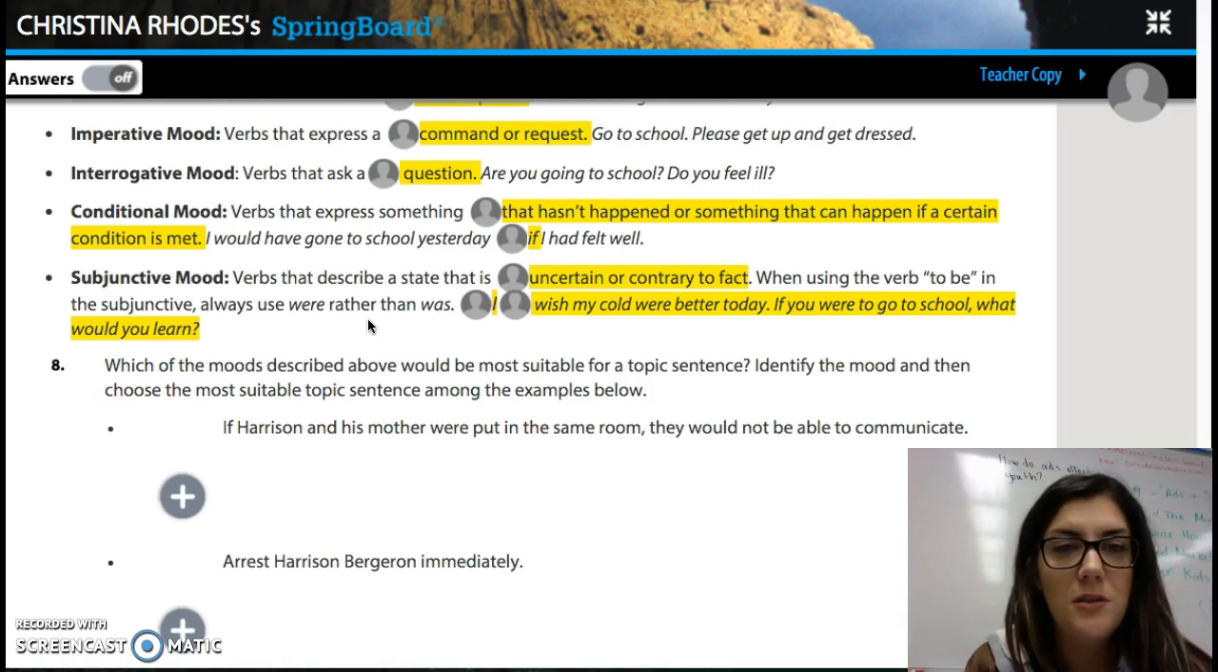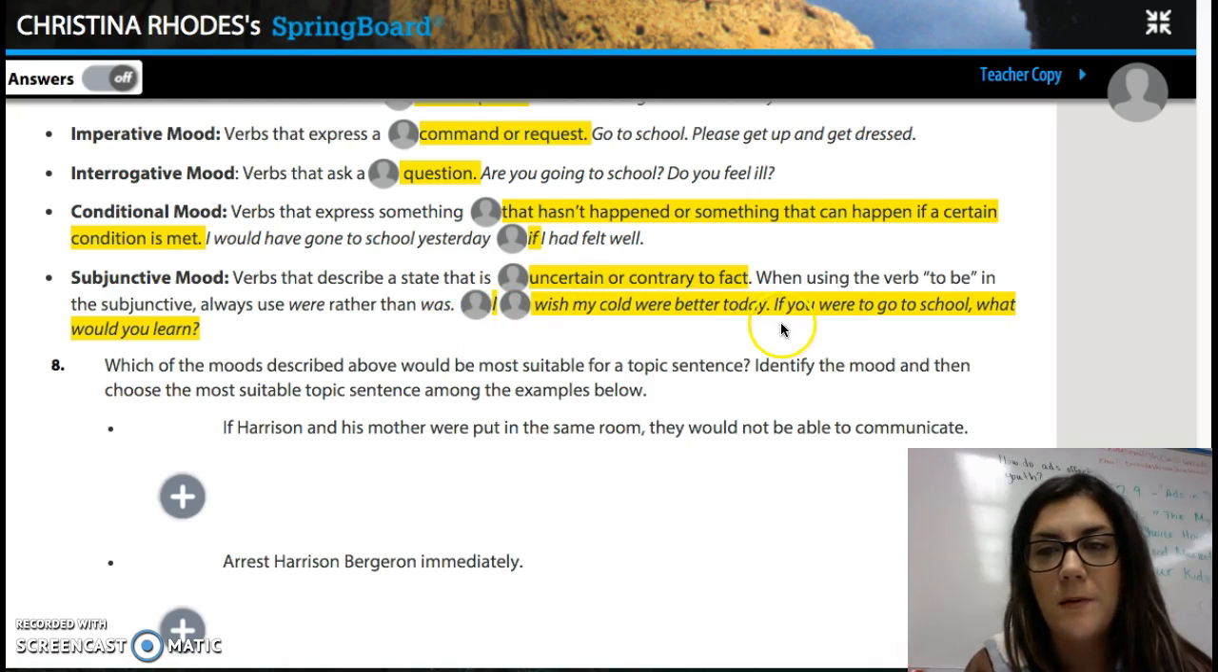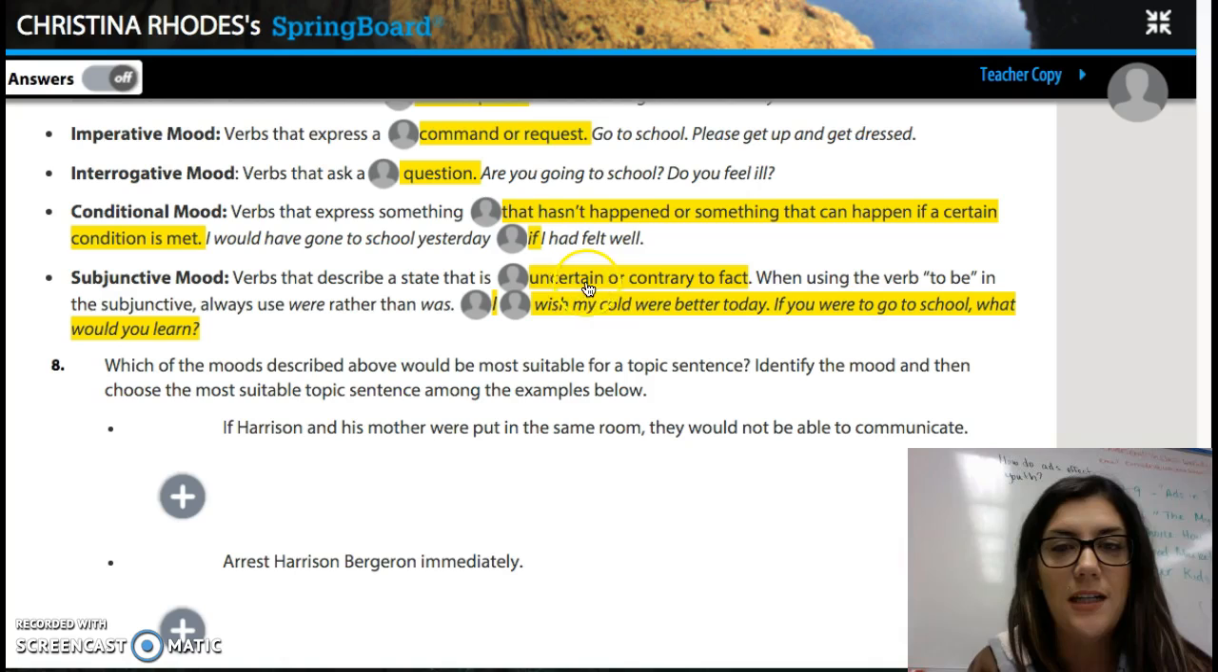Okay, subjunctive mood. Those are verbs that describe a state that is uncertain or contrary to fact. When using the verb to be in the subjunctive, always use were rather than was. So, I wish my cold were better today. If you were to go to school, what would you learn? So please underline or highlight uncertain or contrary to fact.